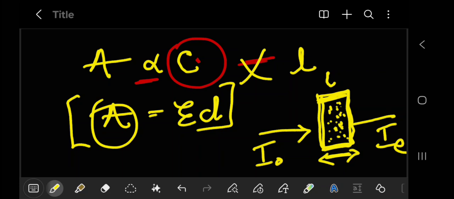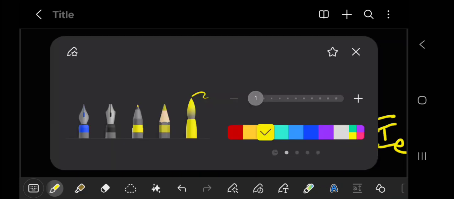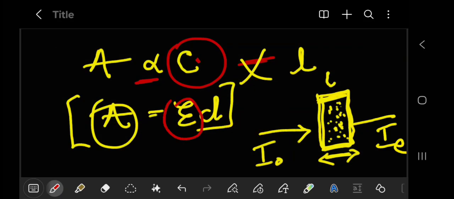A is absorbance. This is molar absorptivity, epsilon. You can see it here. It is a measure of the extent to which a substance absorbs light at a given wavelength. So it's a degree of absorption. It tells you how strongly that substance absorbs the incident light. So this is just like a degree.